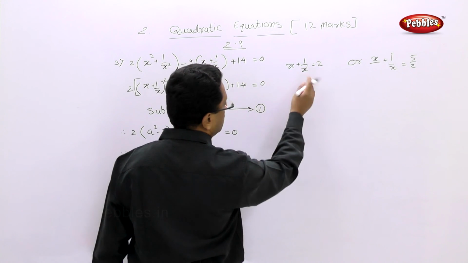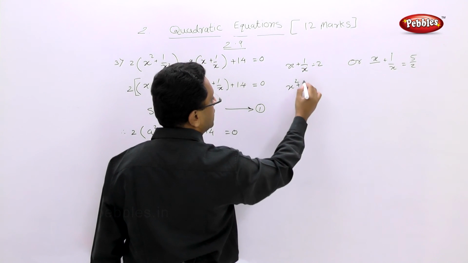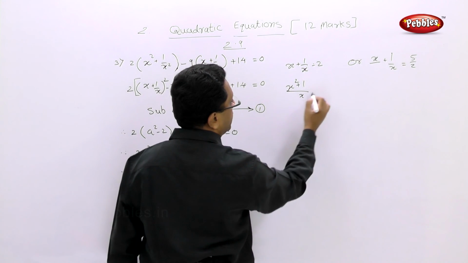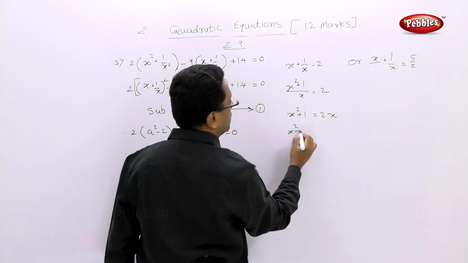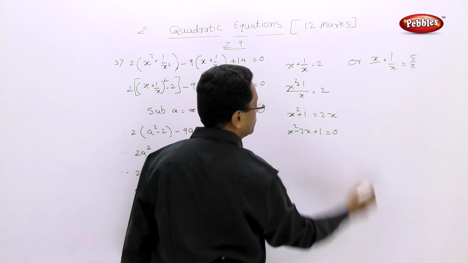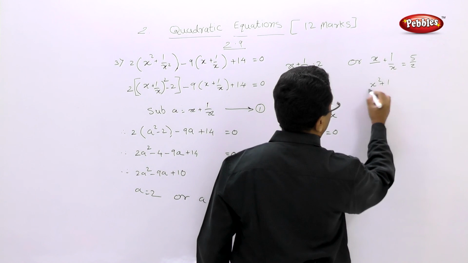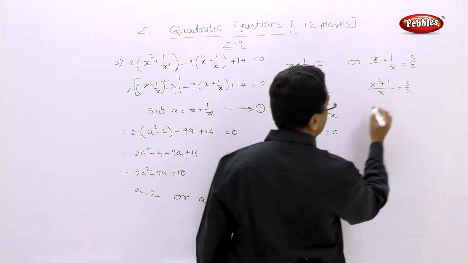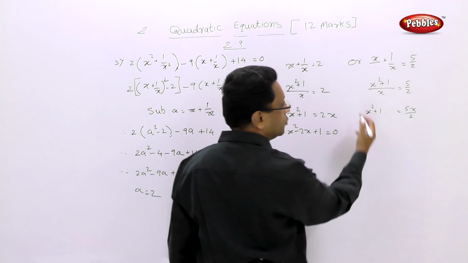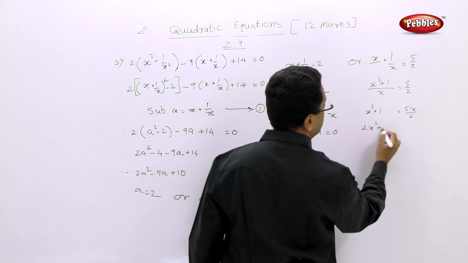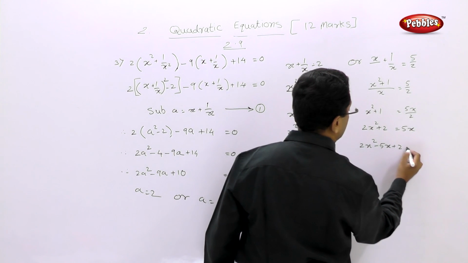So here how you will solve? Again you will get a quadratic equation because I am cross multiplying this. So I will get x square plus 1 upon x equal to 2. So x square plus 1 is equal to 2x. So x square minus 2x plus 1 equal to 0. Similarly there you will get x square plus 1 upon x equal to 5 by 2. So x square plus 1 is equal to 5x upon 2. So 2 will come this side. So this will be 2x square plus 2 is equal to 5x, and 2x square minus 5x plus 2 equal to 0.